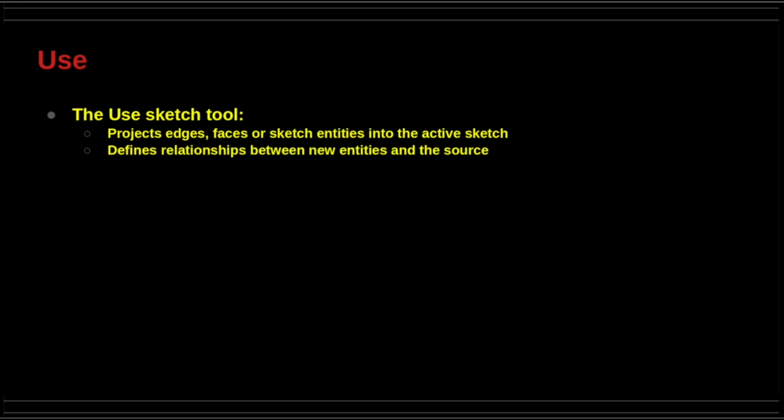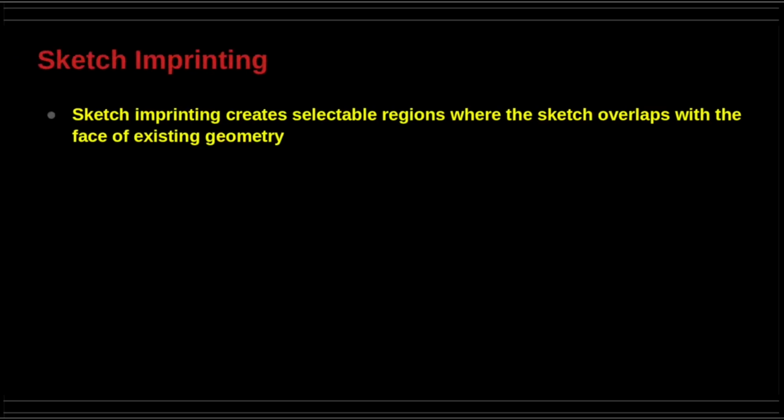The Use Sketch tool projects edges, faces, or sketch entities onto the active sketch. It defines relationships between new entities and the source. If the source is changed, then the projected entities change too. Sketch imprinting creates selectable regions where the sketch overlaps with the face of existing geometry. There is a toggle option available for sketch imprinting.